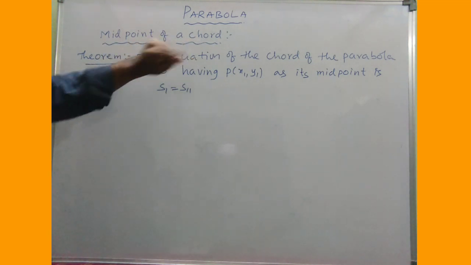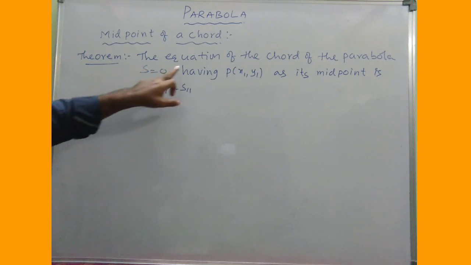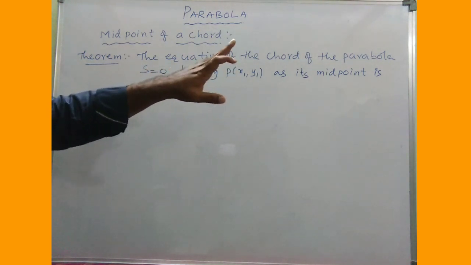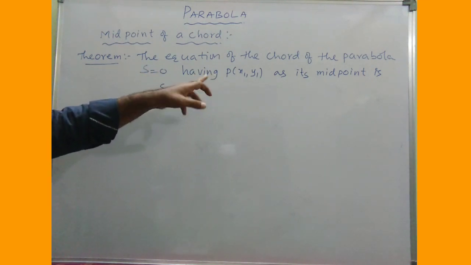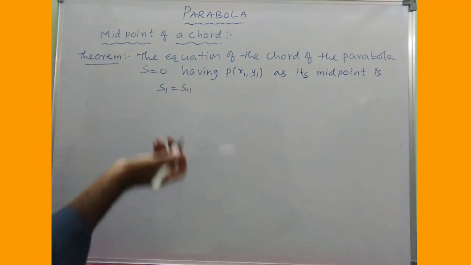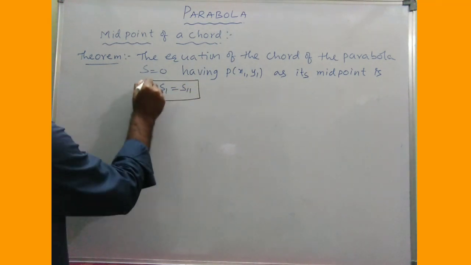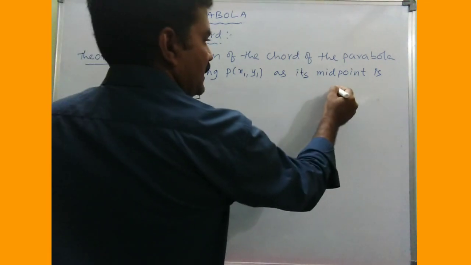midpoint of a chord. I mean, how to find the equation of a chord when the midpoint is given to you. Okay, so look at the statement of this theorem. The equation of the chord of the parabola S equals 0, having P(x1, y1) as its midpoint is, so if P(x1, y1) is the midpoint of the chord, hence its equation is S1 equals S11.